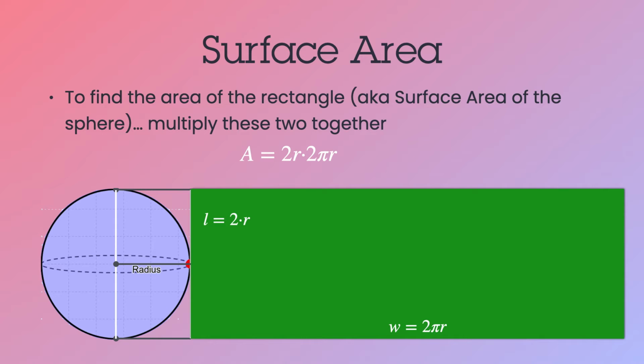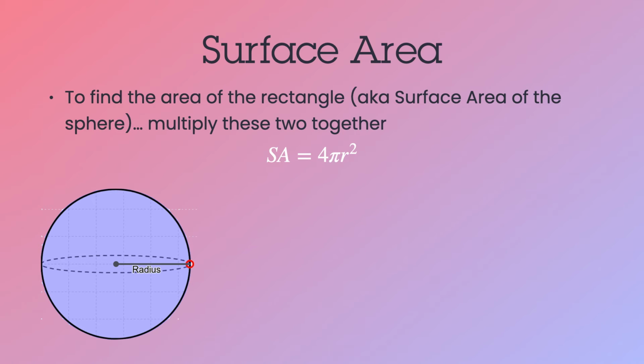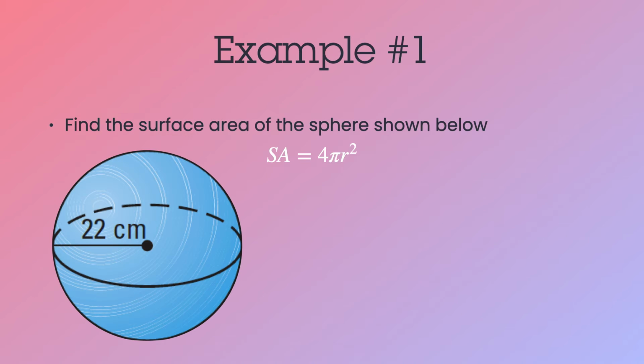And if we simplify this, 2 times 2 is 4, pi we'll just leave as pi, but then there's 2 r's multiplying together, so that would be r squared. So this is our formula for surface area of a sphere. Surface area equals 4 times pi r squared. Let's look at an example.